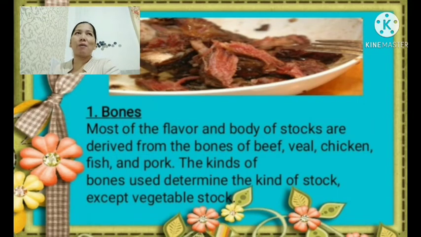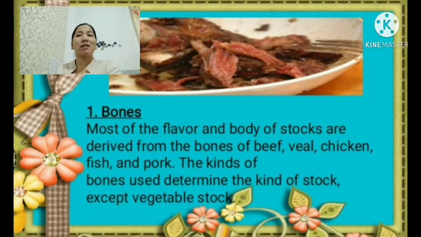Tingnan ninyo, kapag magluluto kayo ng karne, nilagang karne, particular, at kapag ang niluto ay yung mga laman, hindi siya masyadong malasa. Pero kapag ang ginamit ay buto, kagaya ng bulalo or karning kalabaw na maraming buto-buto, mas malasa. Okay, so the first ingredients is the bones. Most of the flavor in the body of stocks are derived from the bones of beef, veal, chicken, fish, and pork. The kind of bones used to determine the kind of stock except for the vegetable stock.